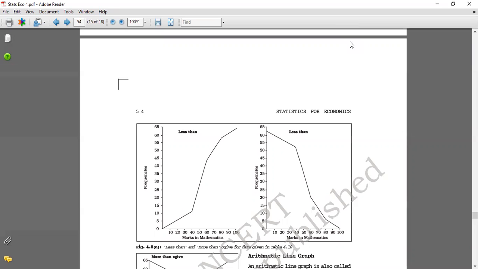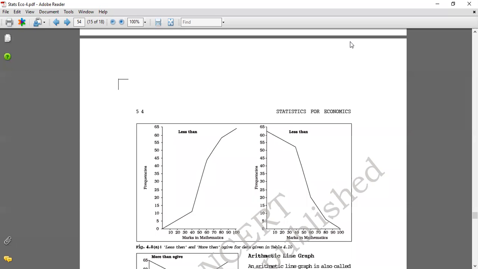That depends on us, whatever the table is given, sometimes upward to downward and downward to upward. So for constructing the less than OGIVE, the upper limit of the class interval is shown along the x-axis and the cumulative frequencies of the respective classes on the y-axis. So the cumulative frequency will be plotted against the upper limit of the class interval. These points are joined with the help of a freehand curve, and that is the less than OGIVE.